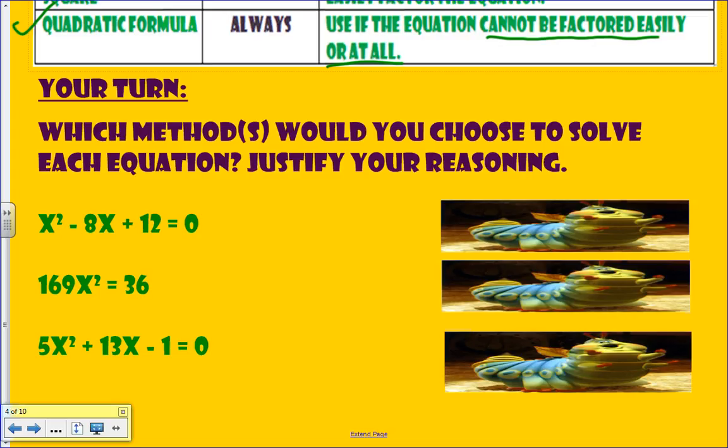So looking at number 1, we have x squared minus 8x plus 12 equals 0. I'm going to say right now, I'm going to factor. Multiply to equal 12, add to equal negative 8. It's going to be x minus 2 and x minus 6. So I'm going to say factoring here. It'll work, and I can already do that in my head. The real roots are going to be 2 and 6.